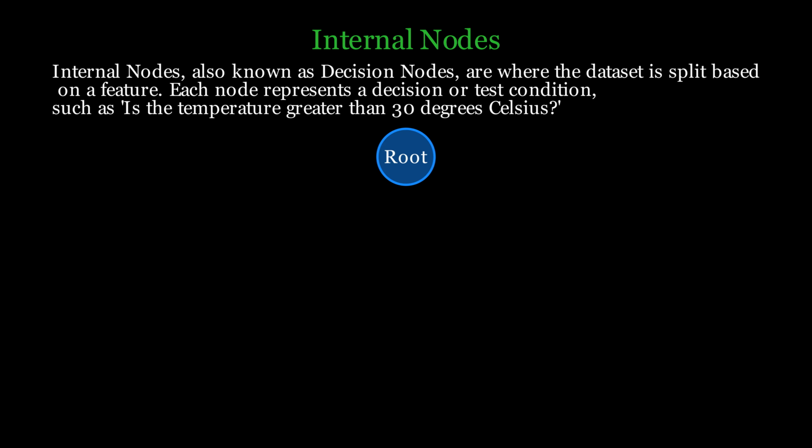Internal nodes. Internal nodes, also known as decision nodes, are where the dataset is split based on a feature. Each node represents a decision or test condition, such as, is the temperature greater than 30 degrees Celsius?